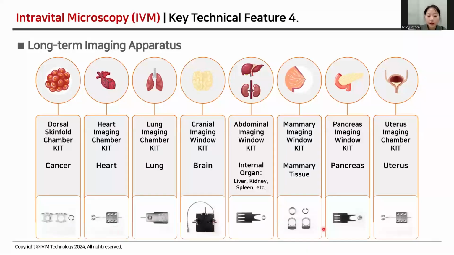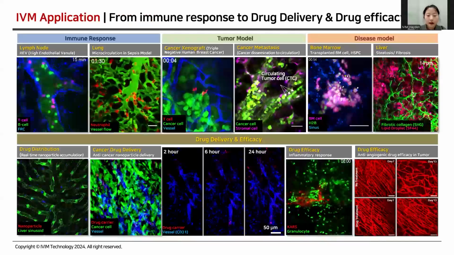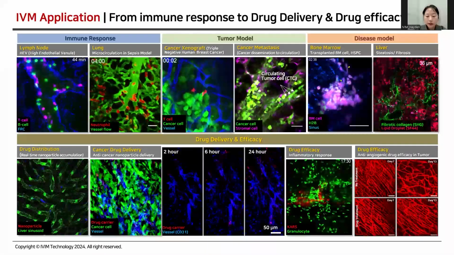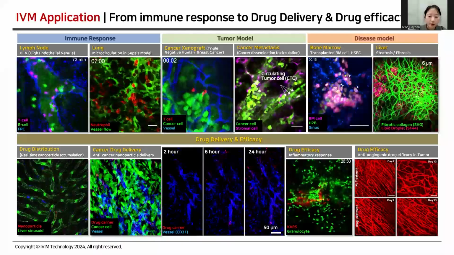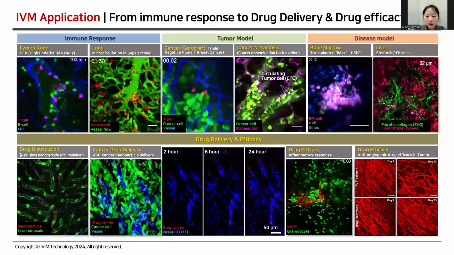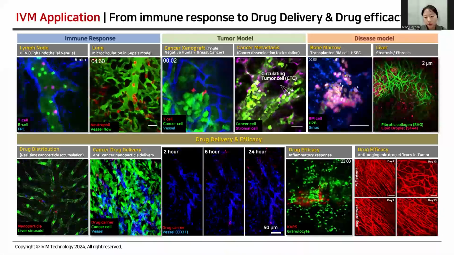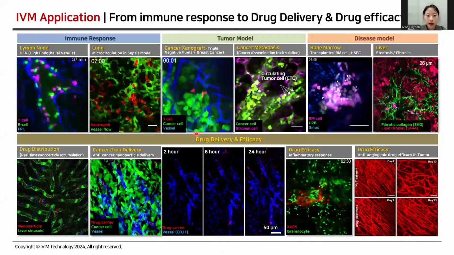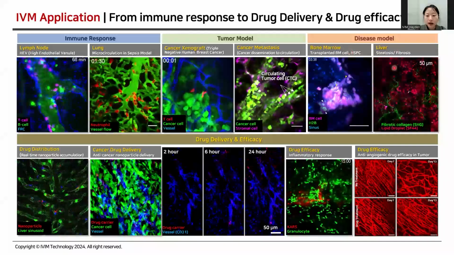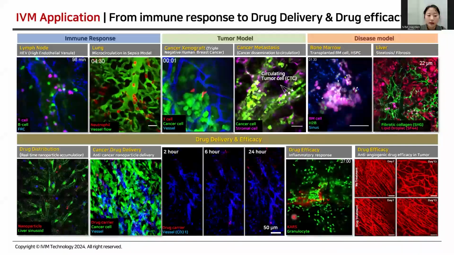So in the case of imaging the liver, kidney, and other abdominal organs, we could implant this abdominal imaging window on the abdomen, which lets us acquire long-term imaging data, up to almost 2 months. And thanks to the advantage of being able to image organs in a living animal's body at the cellular level, IVM Technology's current biomicroscope is used for imaging various disease models, including cancer models, dementia models, and sepsis models, including immune cells in lung and the lymph nodes.